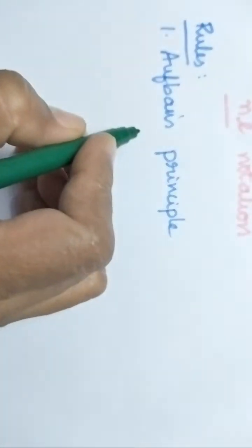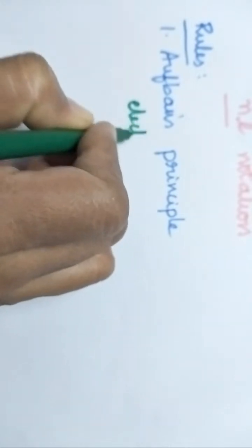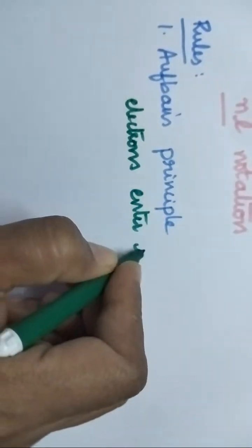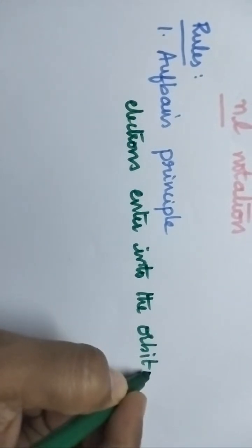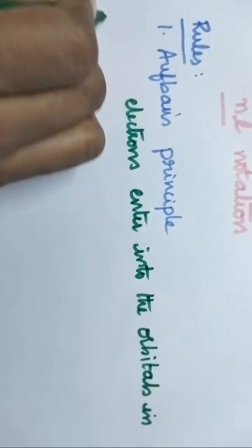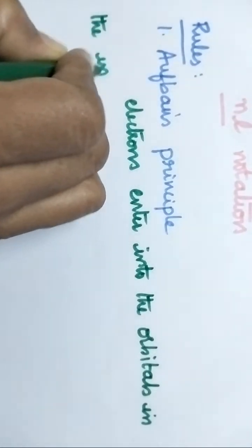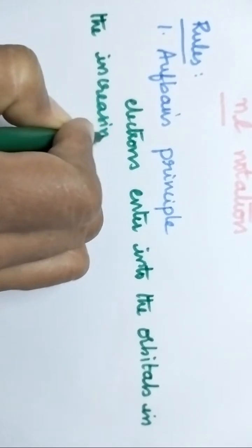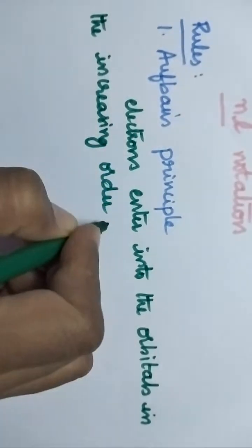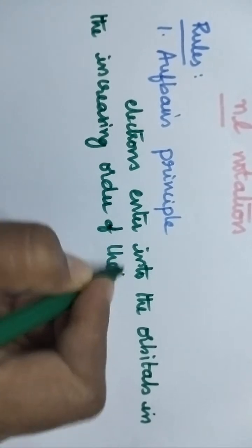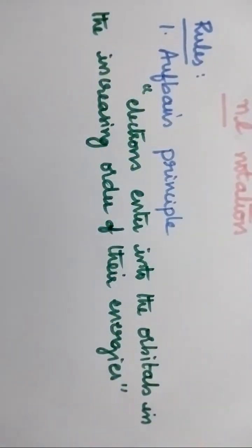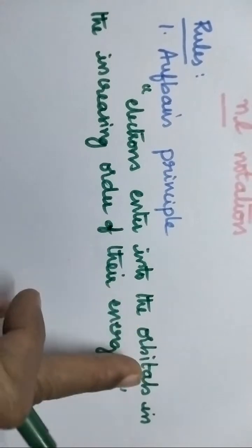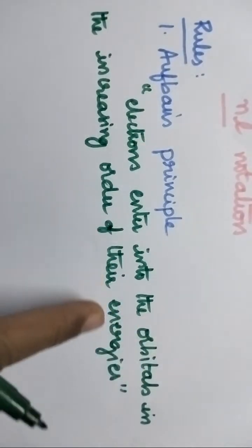That means, according to Aufbau, electrons enter into the orbitals in the increasing order of their energies. So, Aufbau's principle says electrons enter into the orbitals in the increasing order of their energies.